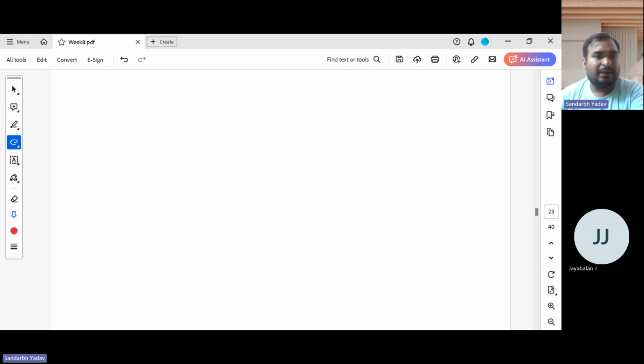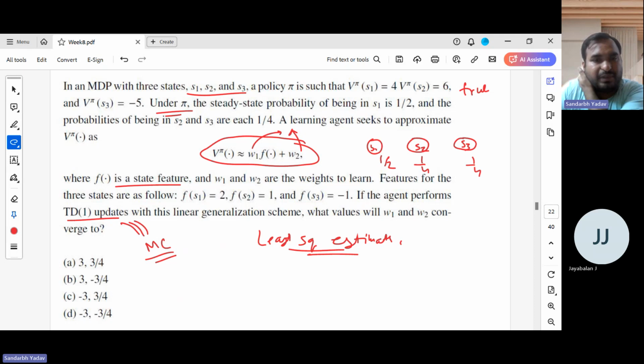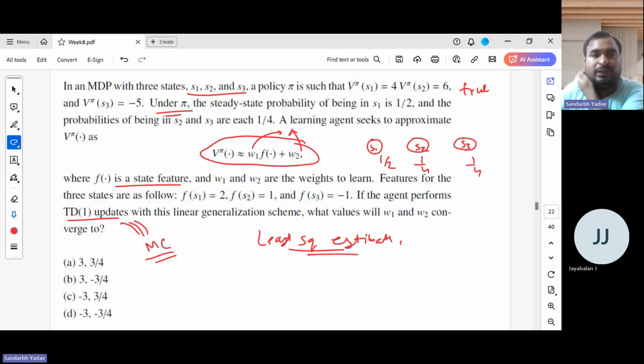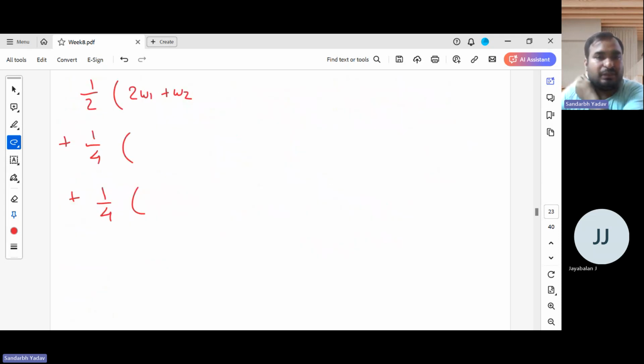So our objective function basically becomes: half, plus 1 by 4, plus 1 by 4. This will be the error term of the first state. What is our estimate? The feature value is given as 2, so it is 2 W1 plus W2. This is our estimate. And what is the ground truth? Ground truth is 4, the actual value of this state. We are using least square error, so it will be a square. This is our estimate, this is the actual truth, and the difference is the error.